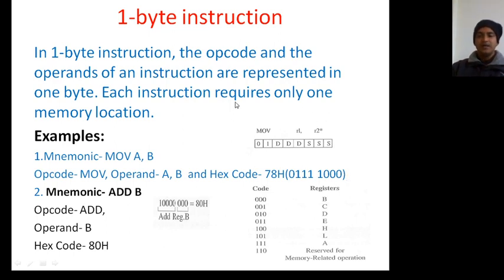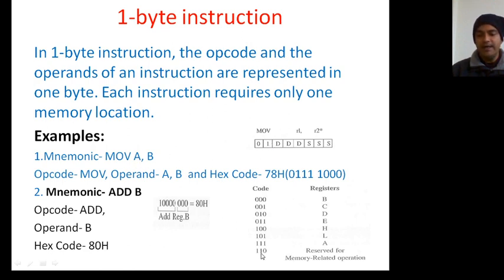And how to determine opcode of any instruction? For example, this is the opcode of MOV. This is the format: 01 is the opcode of MOV, and this is destination register, and this is source register. In MOV A, B, opcode is 01. What is destination register? It is A.